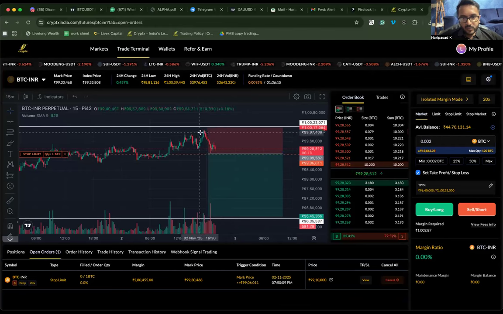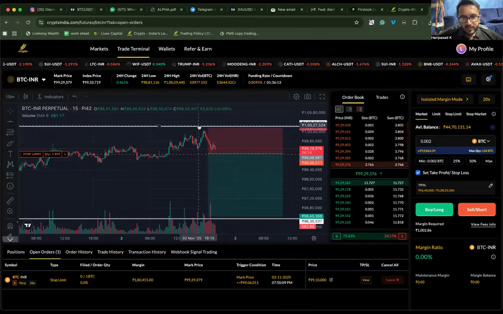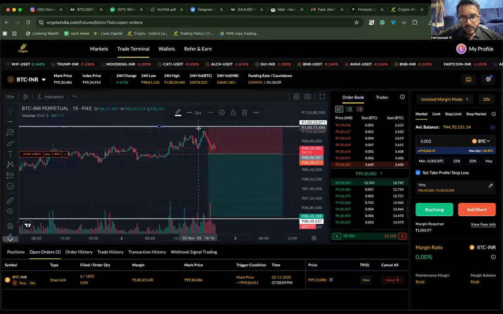Okay, and in this particular trade, a conservative stop loss would be here. You can consider keeping your stop loss at 1 crore 12,000. I'll just write it down. So your stop loss can actually be kept at 1 crore 12,000.